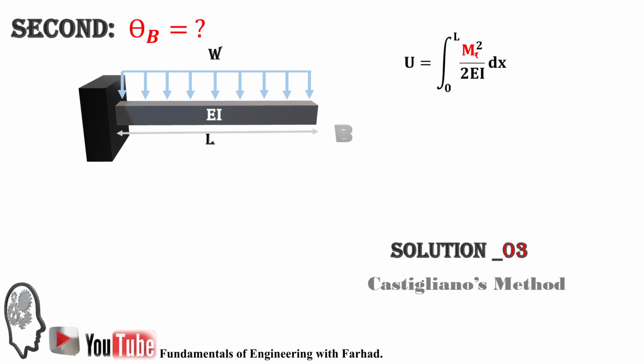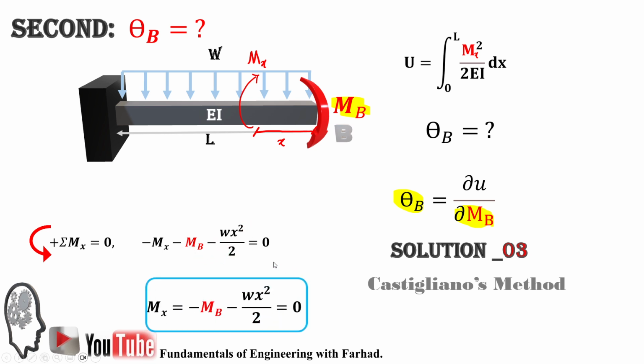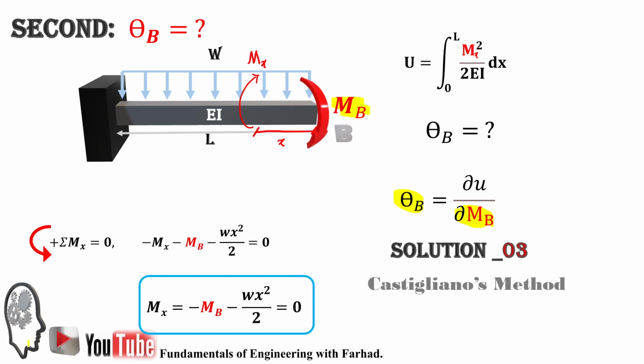And then if we jump to calculation of theta at b, again we have a strain energy function, and we develop a virtual moment m sub b at the free end, and then theta at b is equal to partial u over partial m sub b, our virtual moment. Again, summation of moment about x goes to 0, this time negative mx minus m sub b minus wx squared over 2 goes to 0. The mx function is calculated to be negative m sub b minus wx squared over 2.